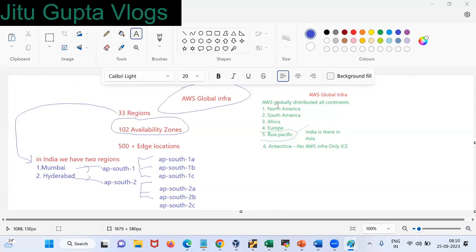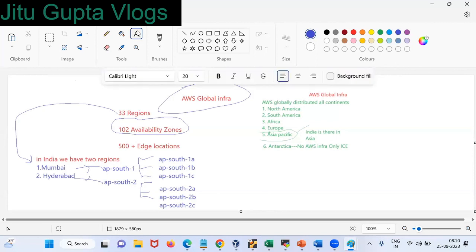In the Mumbai region, we have availability zones. How many availability zones do we have? 3 availability zones: 1A, 1B, 1C. From Hyderabad, 2A, 2B, 2C.